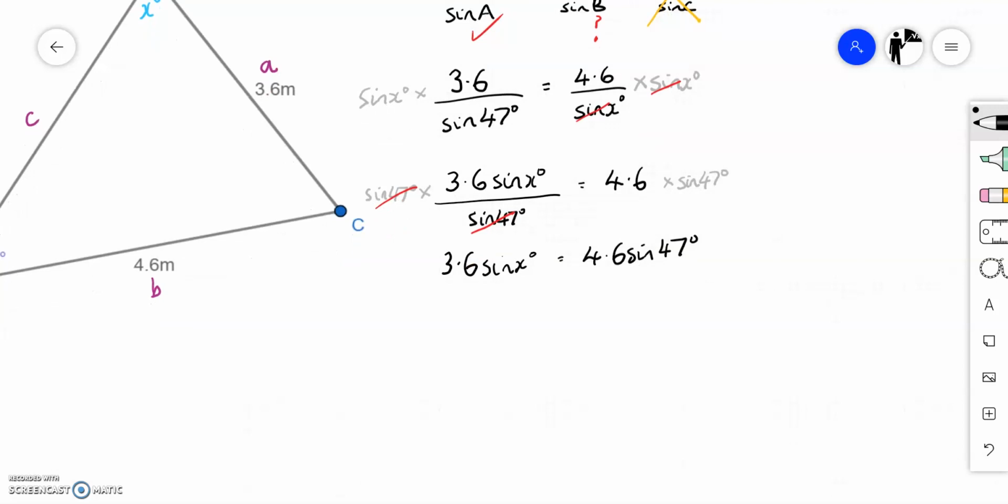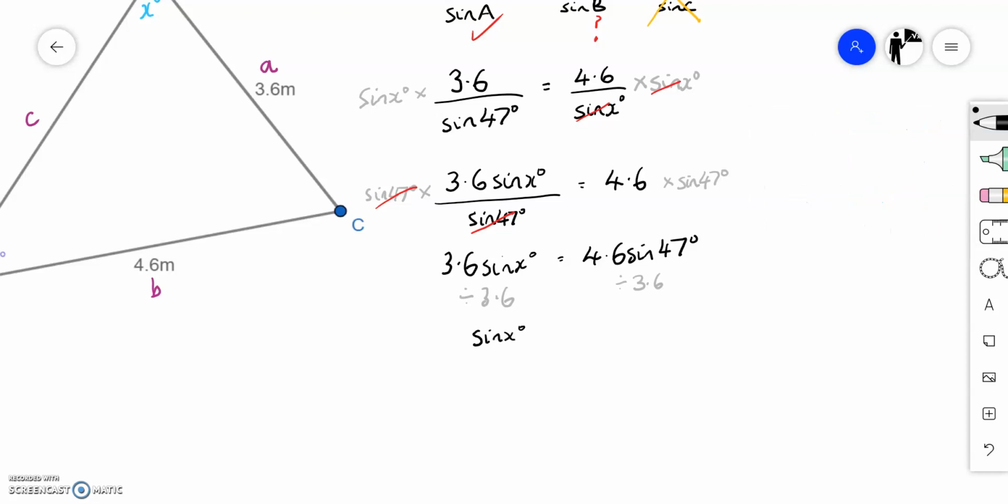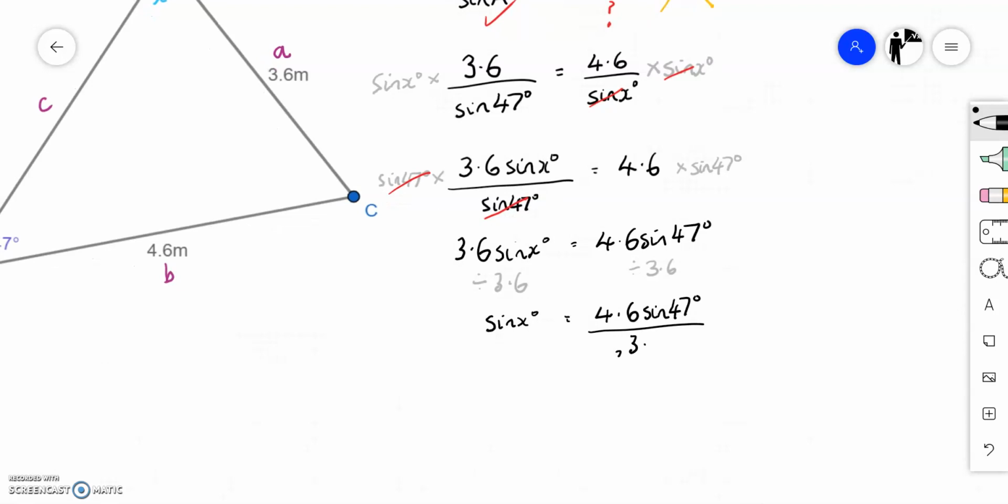So to make sine x the subject, we'll now need to divide throughout by 3.6. And so sine x is going to be 4.6 sine 47 degrees over 3.6. You've got a few options here. Probably a wee bit easier is if you just type that value into your calculator on the right hand side. So 4.6 sine 47 divided by 3.6, and that's 0.9345.